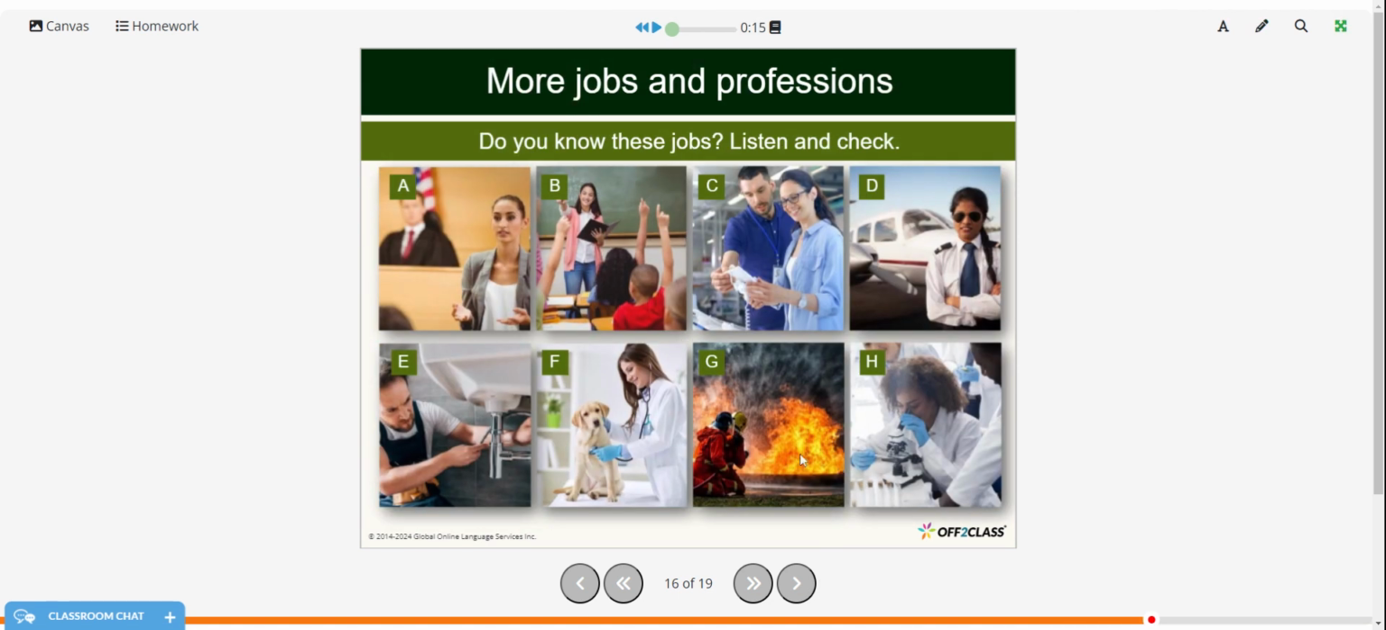All right, so now we'll listen to some other jobs and professions and try to match those with the pictures. Firefighter. Okay, so the first one, firefighter, that's G. Lawyer. Lawyer, that's A. Pilot. Pilot, that would be D. Plumber. Plumber would be E.